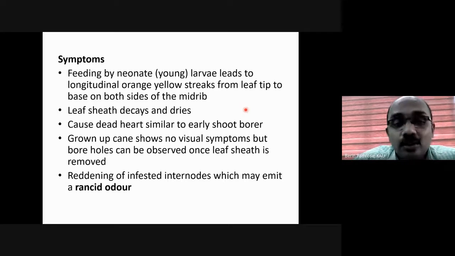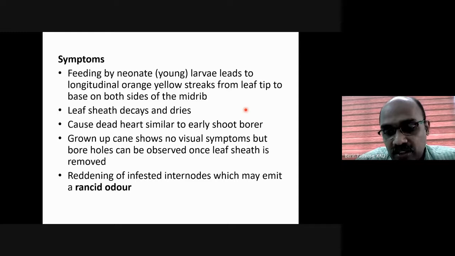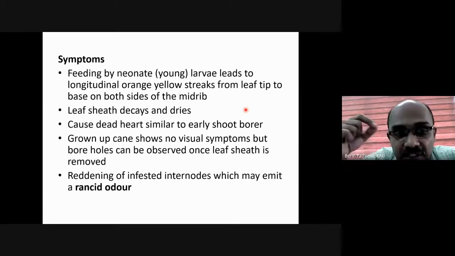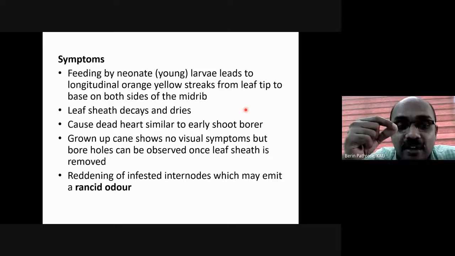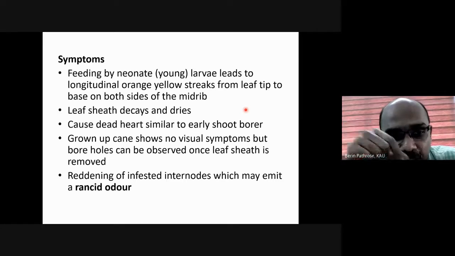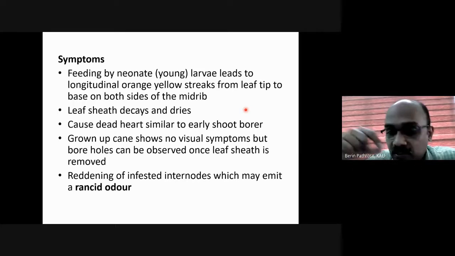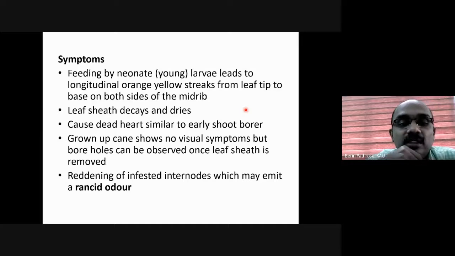As I told you, the neonate larvae, the freshly hatched larvae, feed on the leaf surface. As it moves down the leaf towards the leaf sheath, it feeds on either side of the midrib. And we can see a longitudinal orange-yellow streak from leaf tip to base on both sides of the midrib. Because of the feeding of the larvae on the leaf tissue, the leaf sheath decays and dries up.